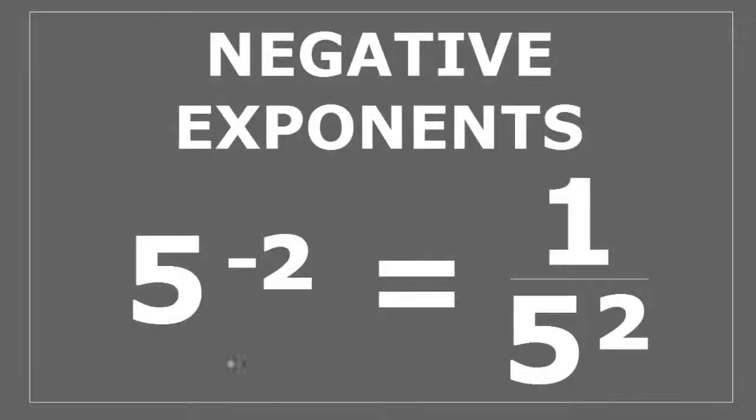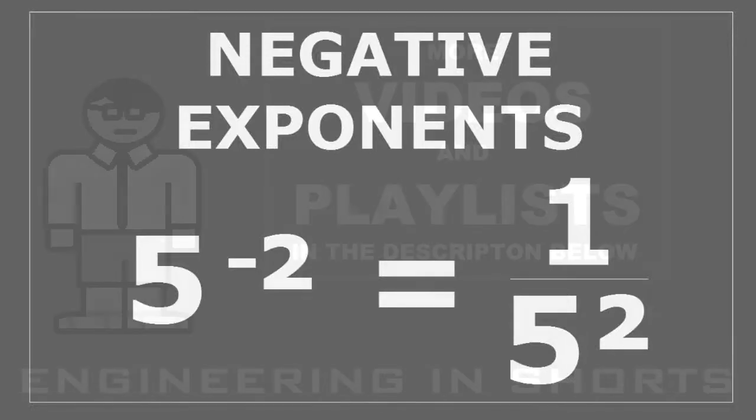When you have a base number with an exponent that is negative and an integer, you just write it as a new fraction. The new fraction that you're going to make will have 1 in the numerator, and in the denominator you're going to have the same base number with the same exponent, but in this case the exponent becomes a positive number. So 5 raised to the power of negative 2 equals simply 1 divided by 5 raised to the power of 2, or 5 squared. Let's do some more examples with numbers in this video.